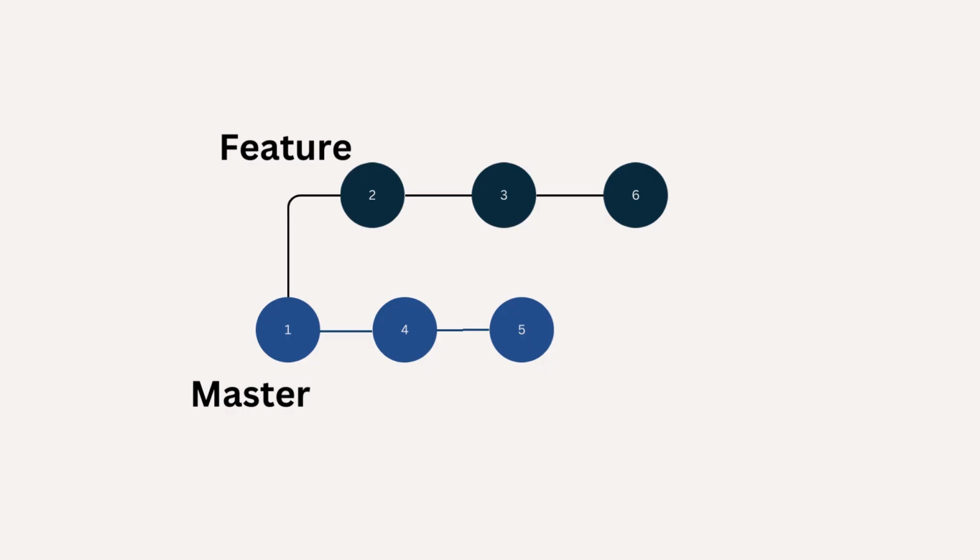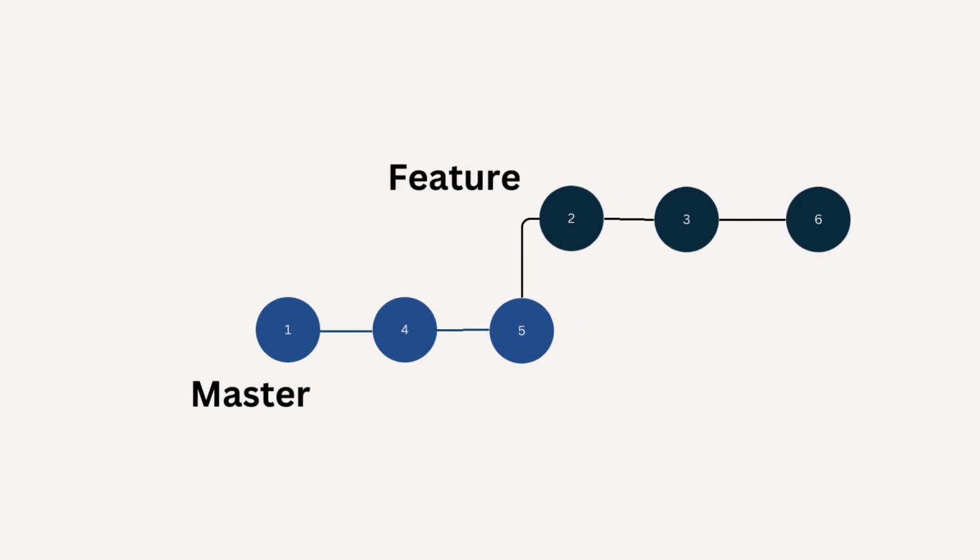Now let's look into the rebase scenario. Here I have created one feature branch and added some changes to it. I will call the changes 2, 3 and 6, and we can see there are some changes added to the master branch. Those are 4 and 5. If we rebase it, it will look something like this, where the changes done to the master branch get applied to the feature branch, and it looks like the new feature branch has been created from commit 5, which is the latest in the master branch.